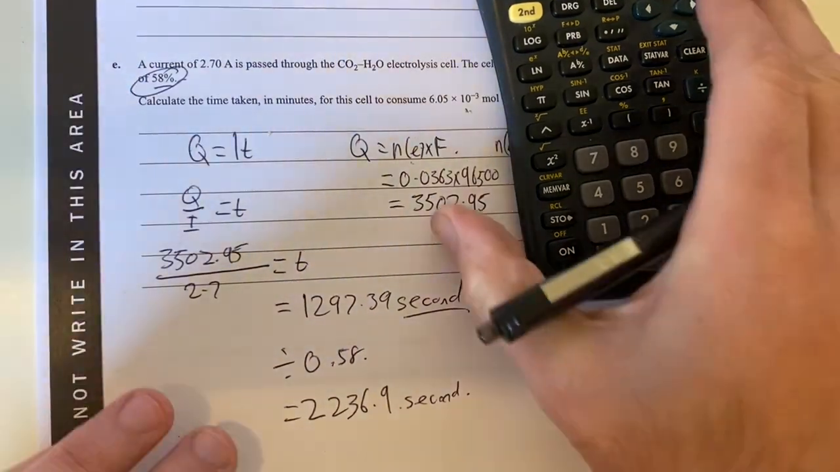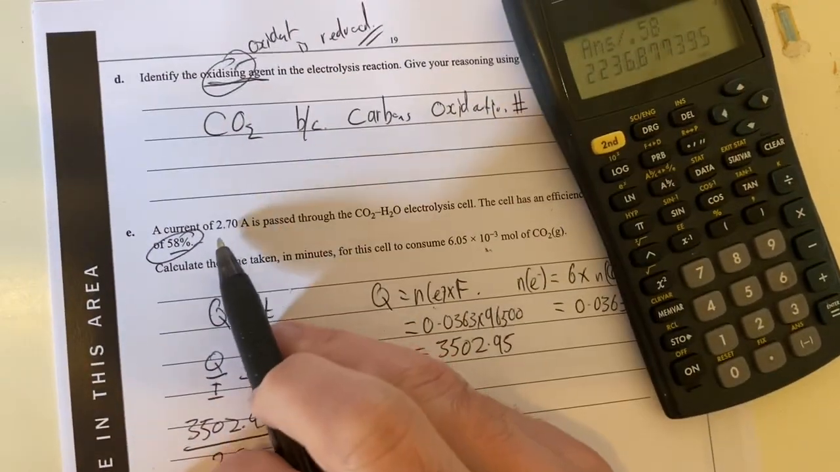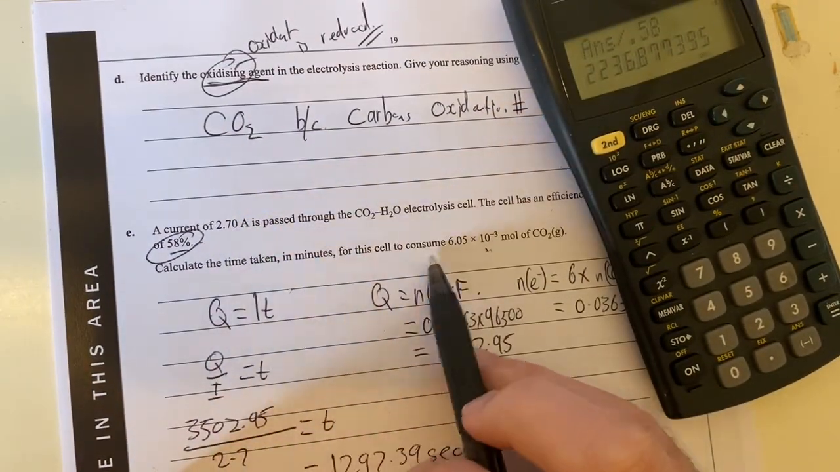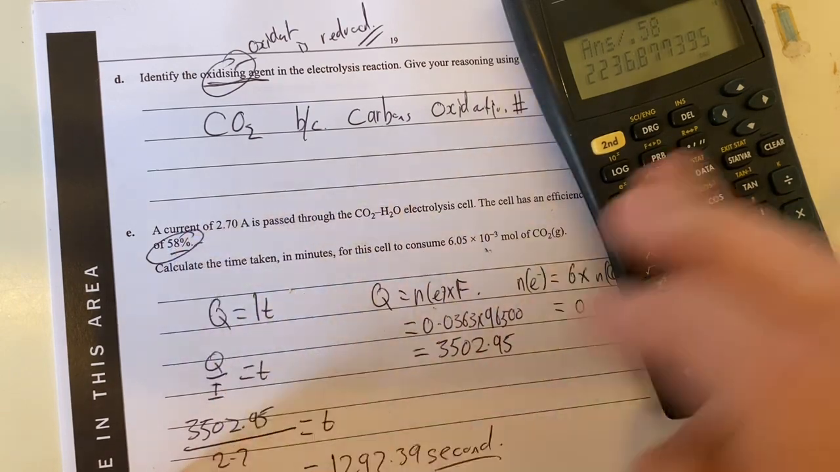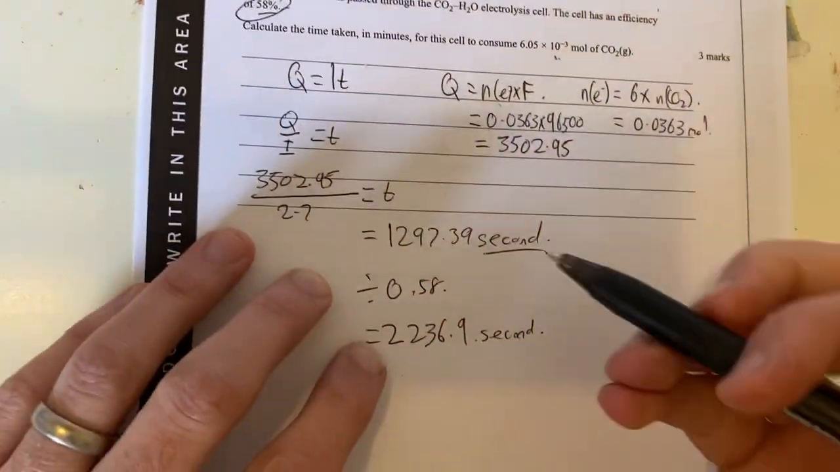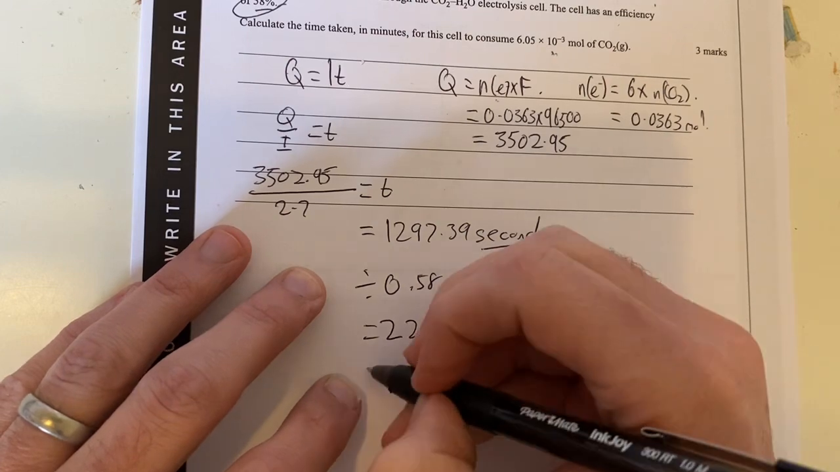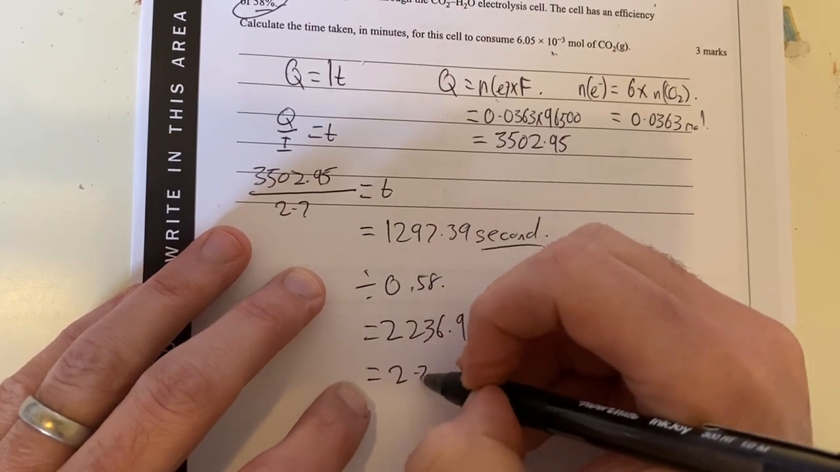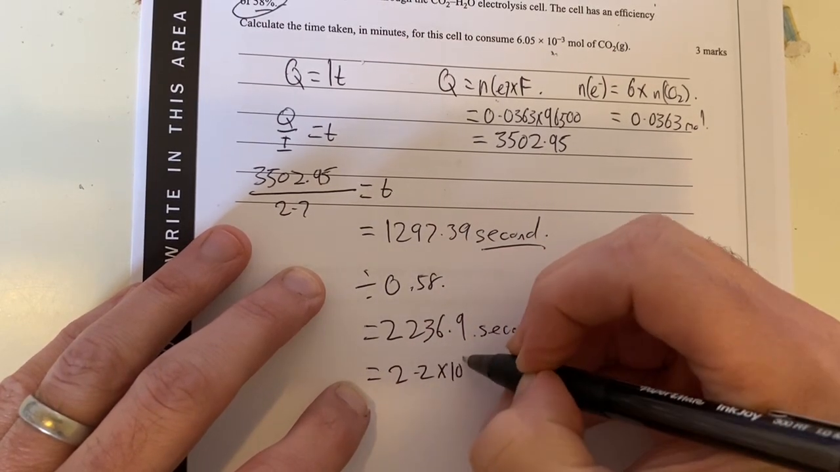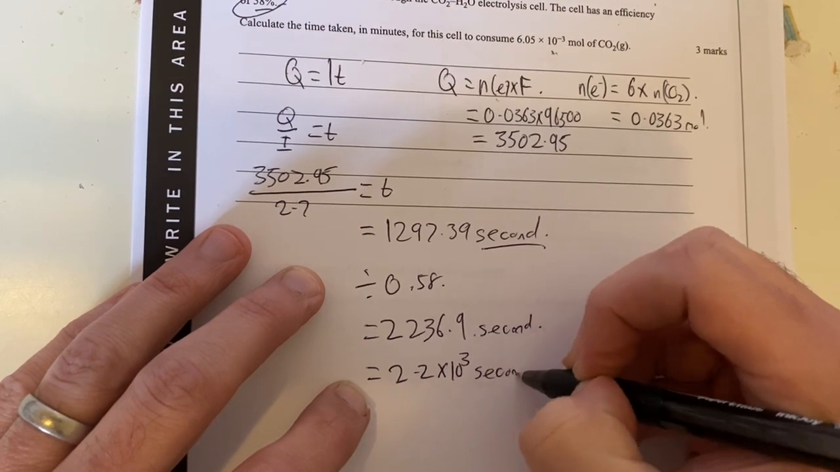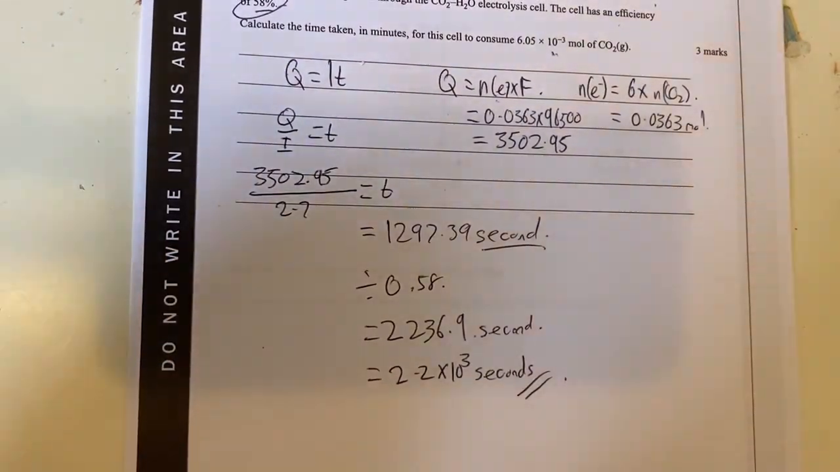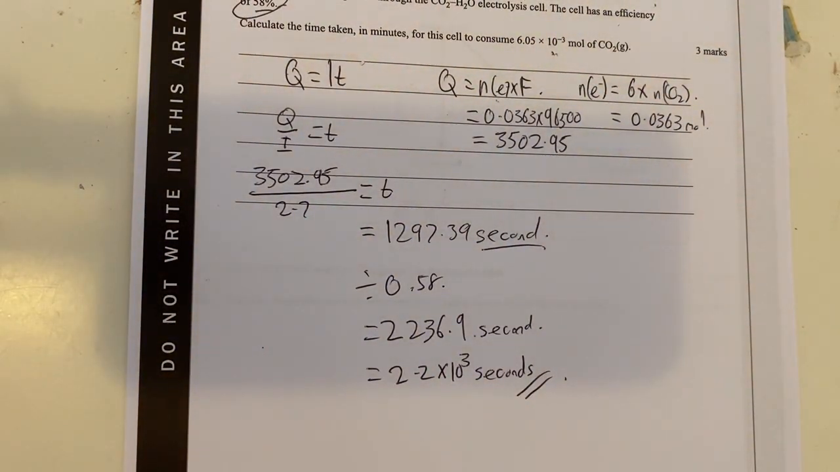Again, way too many significant figures. I've got 3 significant figures, 3 significant figures, and 2 significant figures in my percentage there. So I'm going to take this down to 2 significant figures, which is 2.2 times 10 to the power of 3 seconds. And that should be my answer, which I hope it actually is.